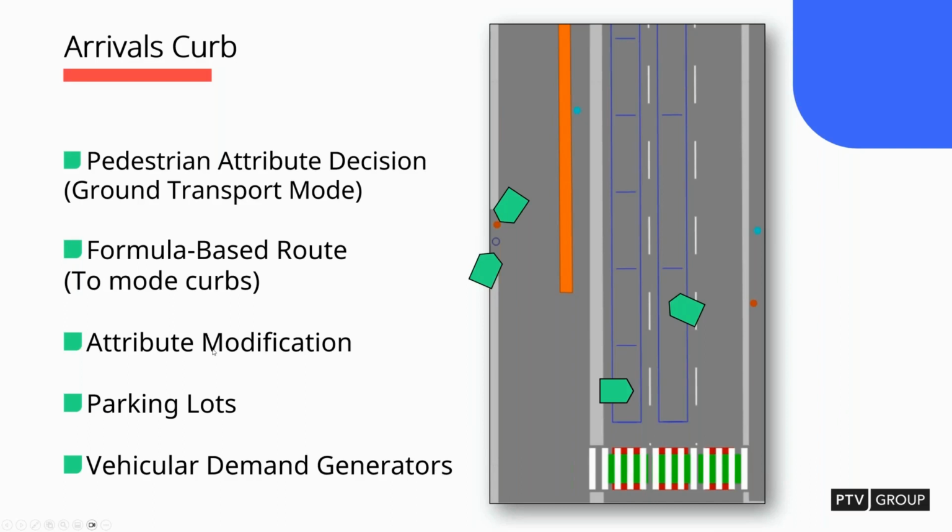And we have an attribute modification. In this case, the attribute modification adjusts the vehicular demand. So we have our parking lots and our vehicular demand generators. So we have cars that are navigated to the arrivals curb. But instead of just having a generic value for like X number of cars per hour, we're going to use an attribute modification that says if a person is waiting here, send some cars, right? So in that case, we can have the demand be dependent on the arrivals of the passengers.